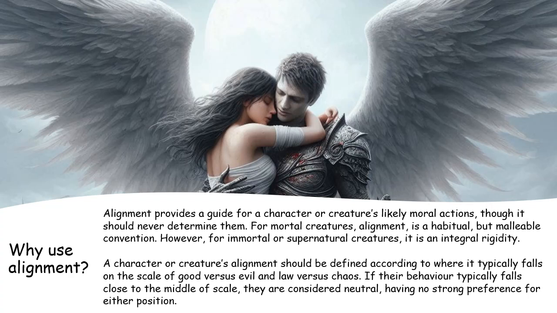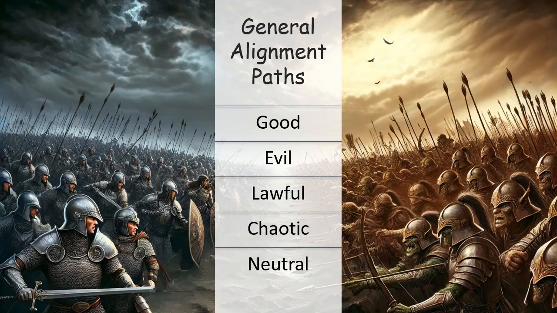A character or creature's alignment should be defined according to where it typically falls on the scale of good versus evil and law versus chaos. If their behavior typically falls close to the middle of the scale, they are considered neutral, having no strong preference for either position. There are 5 general alignment paths that can help you to make an interesting character: good, evil, lawful, chaotic, and neutral.